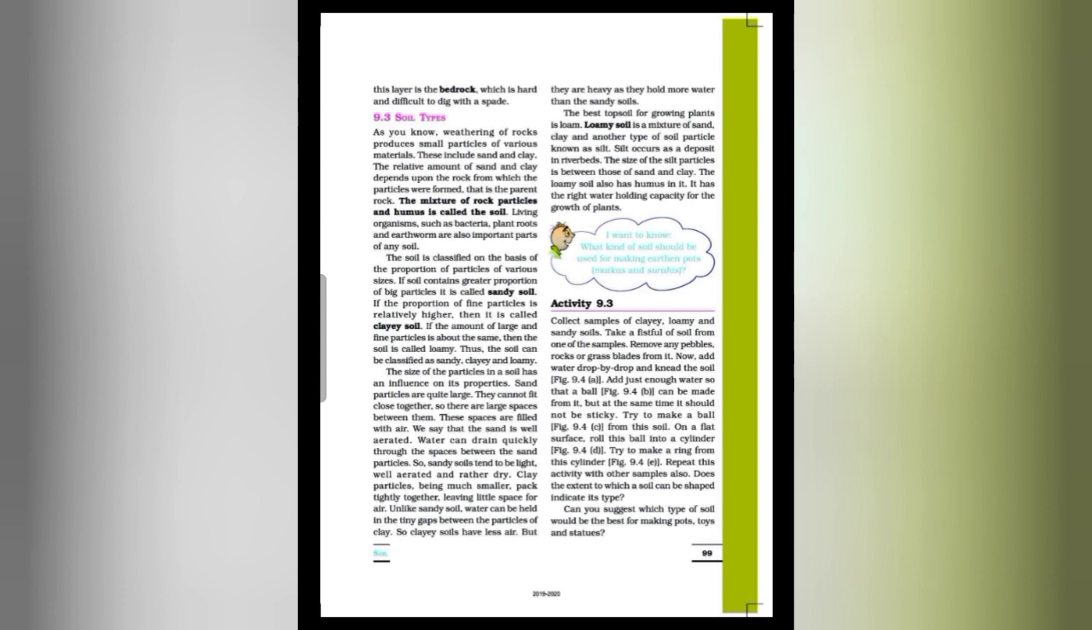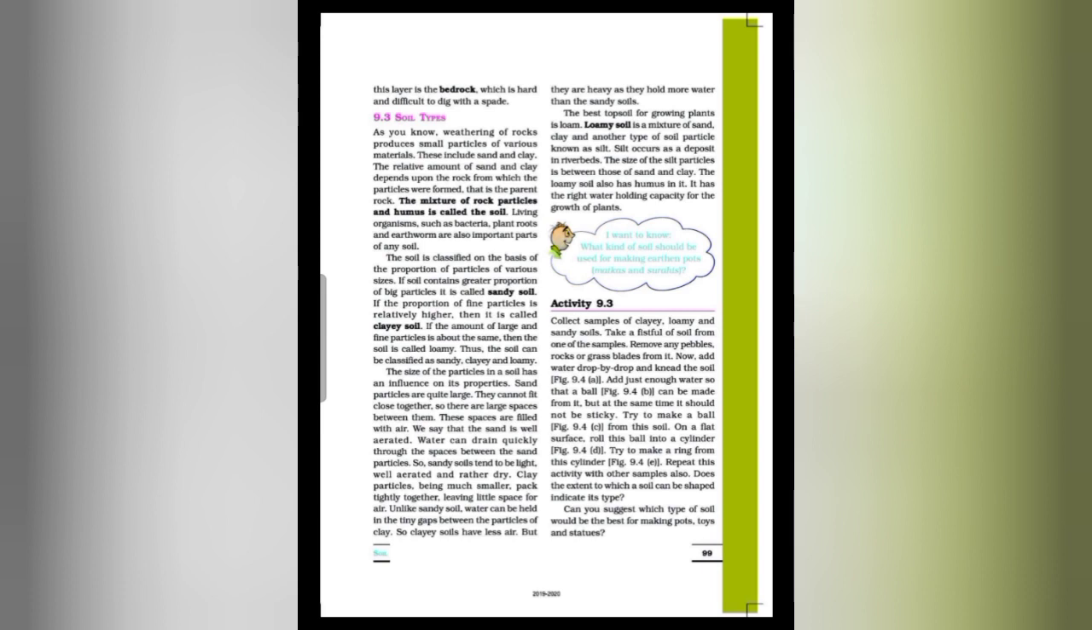The next soil is loamy soil. The best topsoil for growing plants is loam. Loamy soil is a mixture of sand, clay and another type of soil particle that is known as silt. Silt occurs as a deposit in riverbeds. The size of the silt particle is between those of sand and clay. The loamy soil also has humus in it. It has the right water holding capacity for the growth of the plant. So loamy soil contains an equal amount of sand and clay, and it also contains silt.